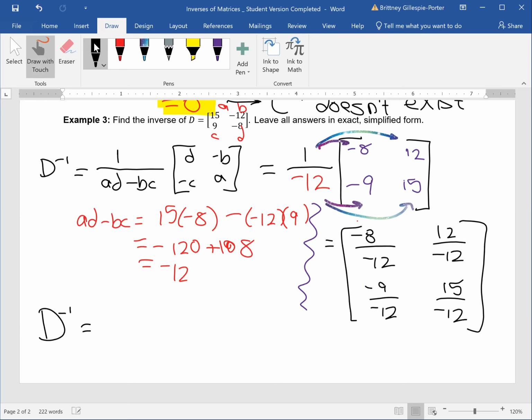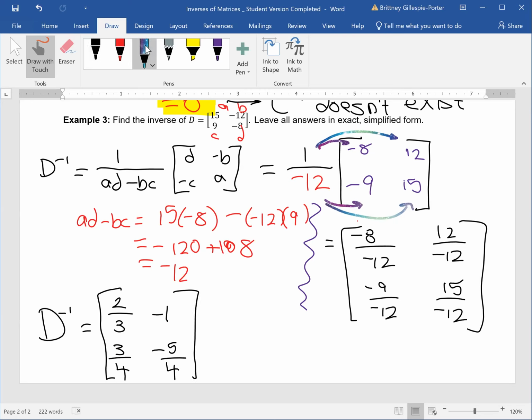So we get the inverse is equal to -8 over -12 gets us 2/3. 12 over -12 gets us -1. -9 over -12 gets us a positive 3/4. And 15 over -12 reduces to -5/4. And we wind up with an inverse of a 2 by 2 that is 2 by 2.